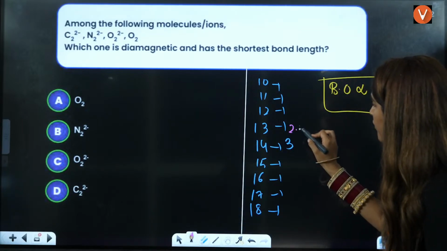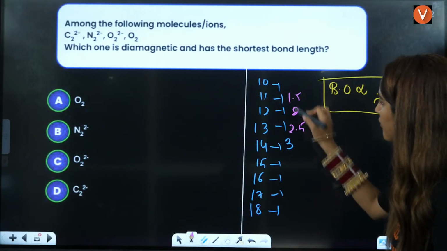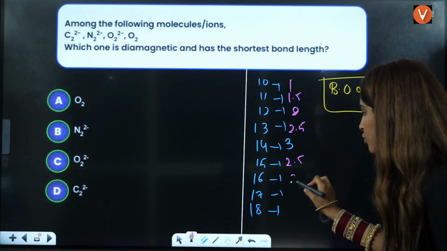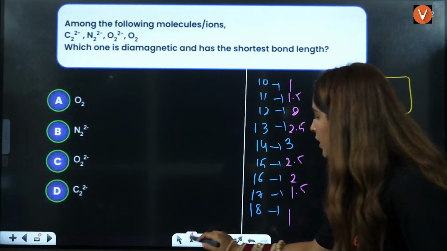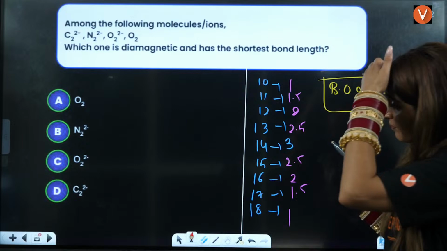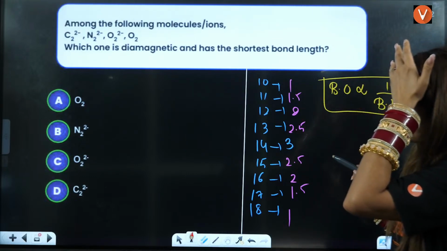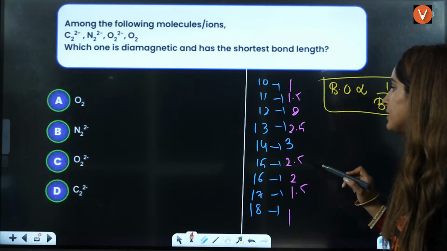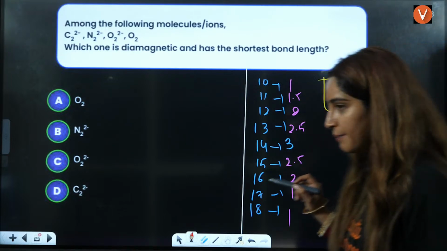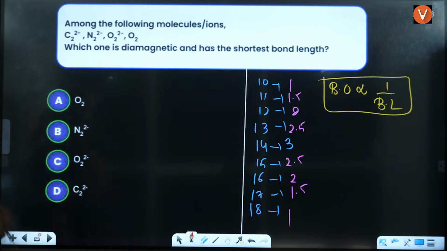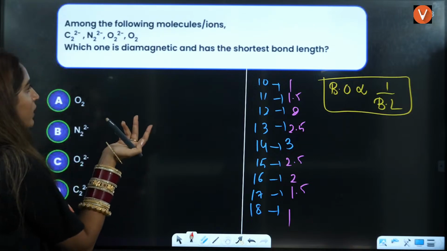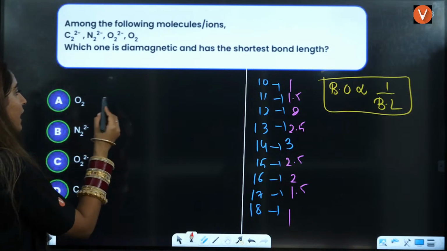This is 2.5 to 1.51. Okay, so here what you're going to do, if you see this here, diamagnetic and shortest bond length. Now, the number of electrons are, I'll just directly see, the shortest bond length means the longest bond order, the highest bond order.